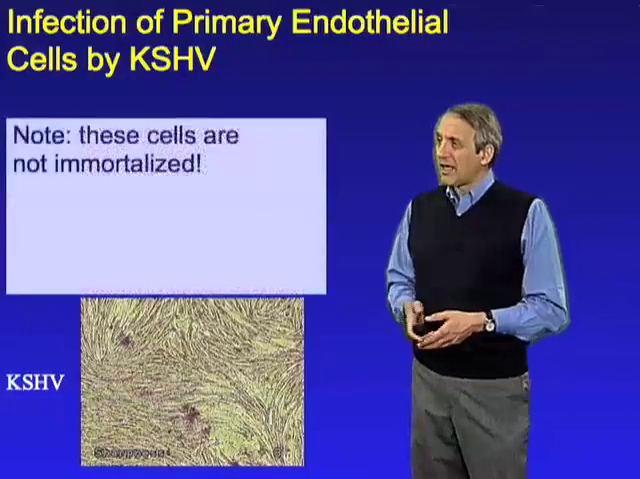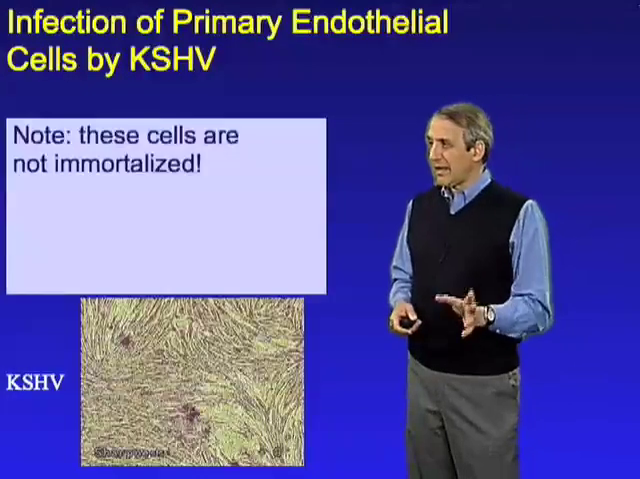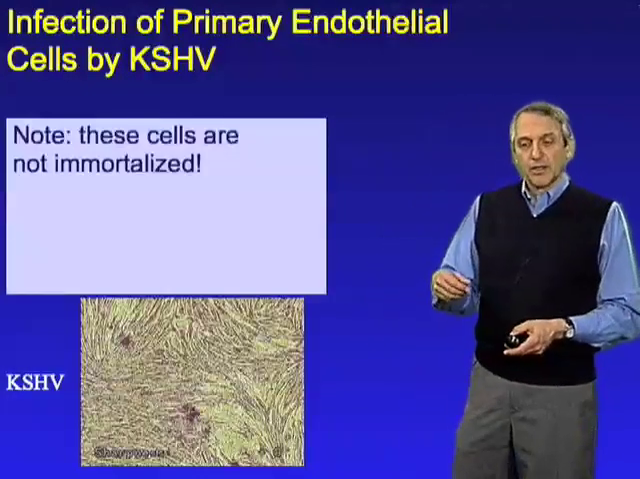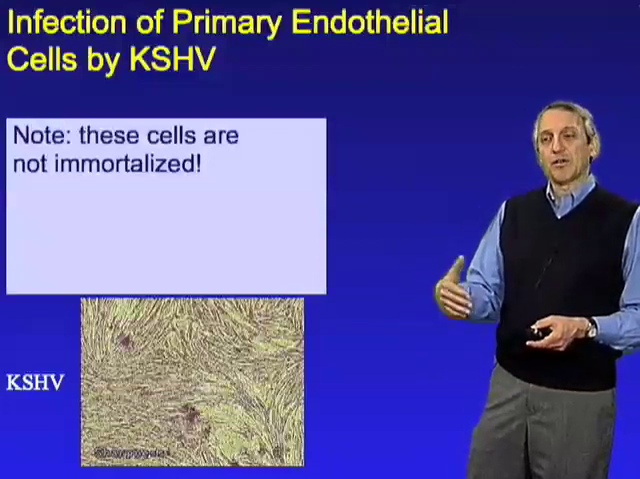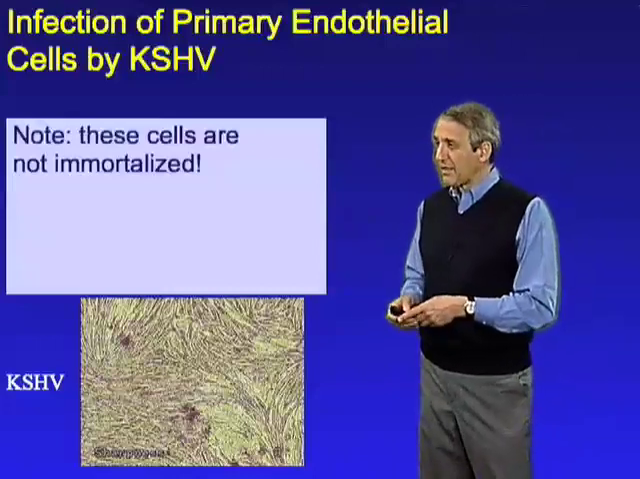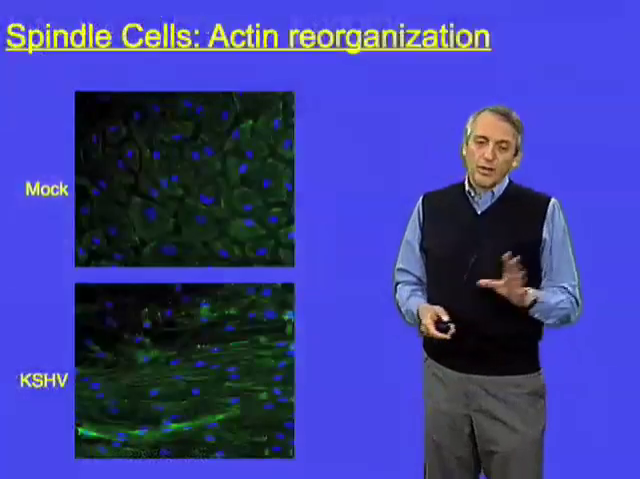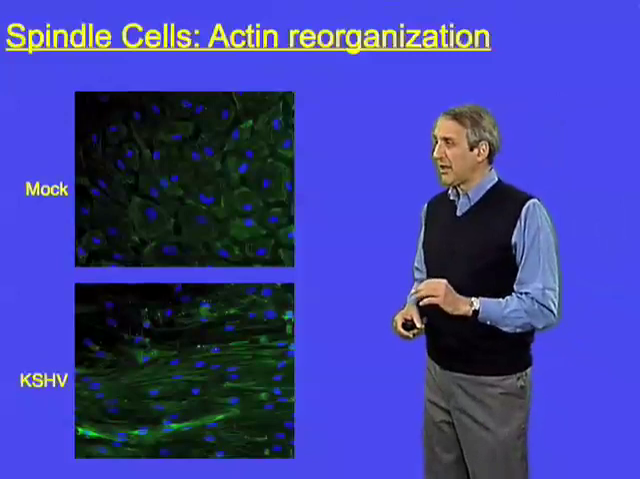It's important to realize, though, that these cells are not immortalized. In our hands, and I think in the hands of most people in the field, these cells will hang around for a week or two in culture and then they'll die. We have never observed long-term outgrowth of these cells in culture. So the phenotype is one of cell shape, a cell shape change.